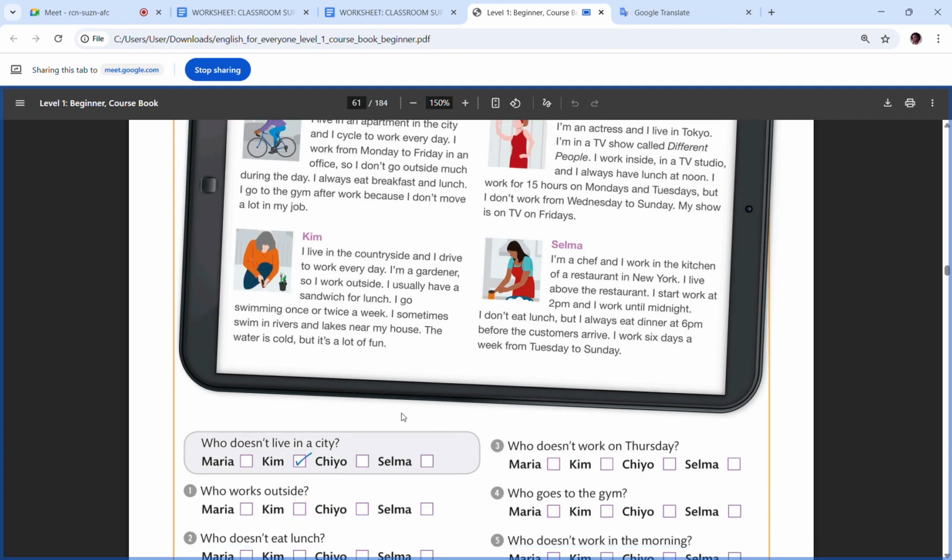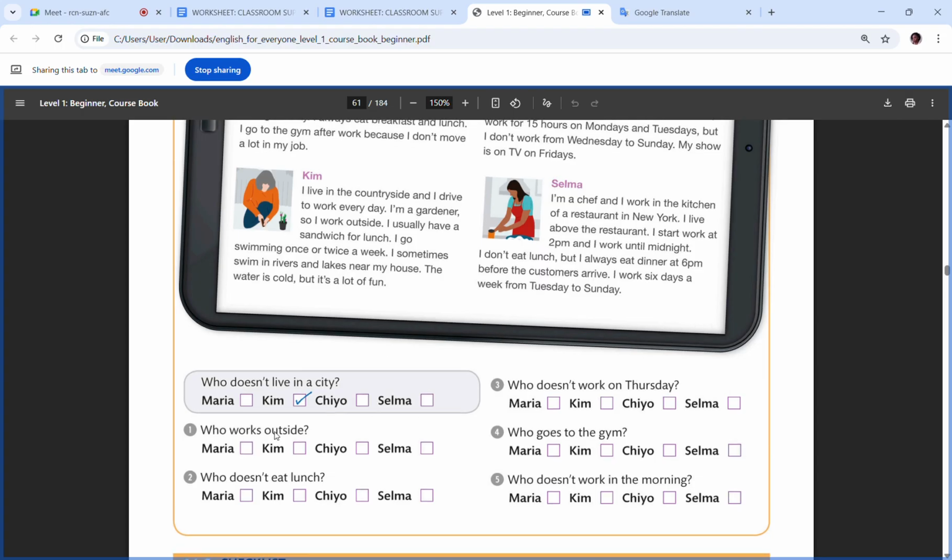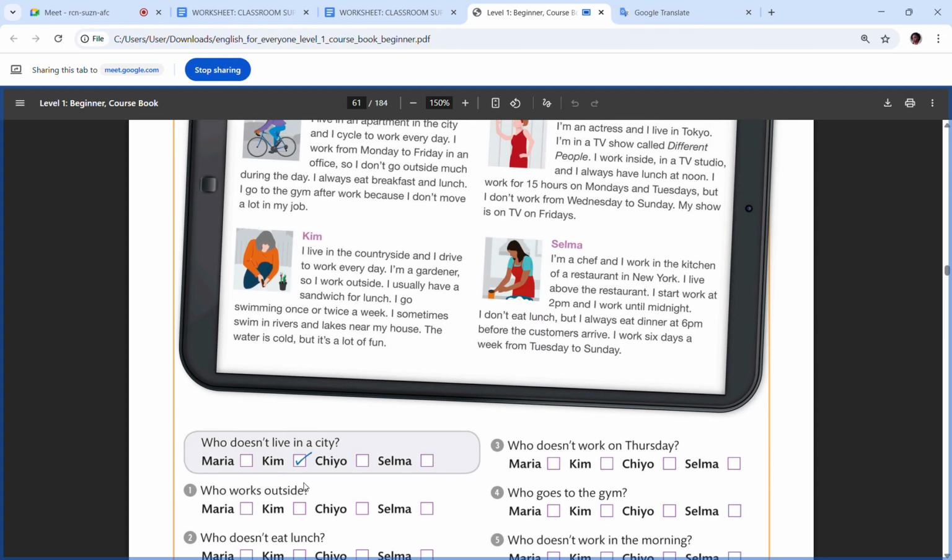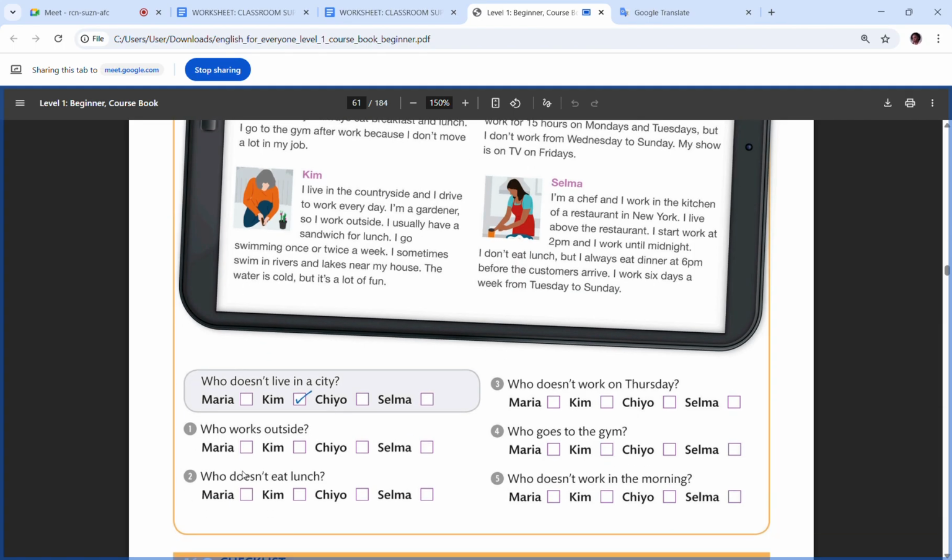Now, who works outside? Is it Kim? Yeah, because why? Because she says garden. She said she works outside as a gardener, right? She says, I'm a gardener. I work outside, right? What is the next one?